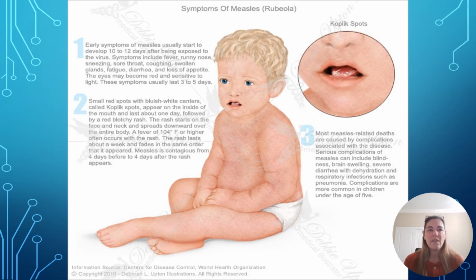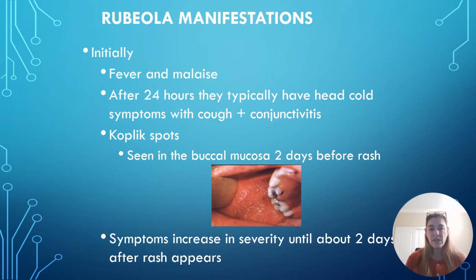And then you get high fevers up to 104. The rash will last about a week. Complications can include encephalitis, severe diarrhea, dehydration, and respiratory complications. Those are things you need to watch out for. Initially, again, we have fever and lethargy. After 24 hours, they might feel like they have a head cold and they get conjunctivitis. Then they have those Koplik spots, again, indicative of measles. These symptoms will increase in severity for about 2 days before the rash appears.